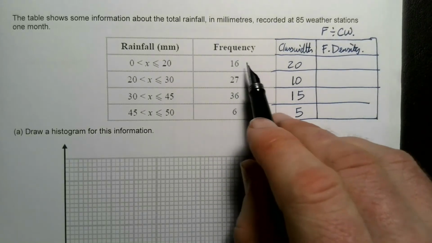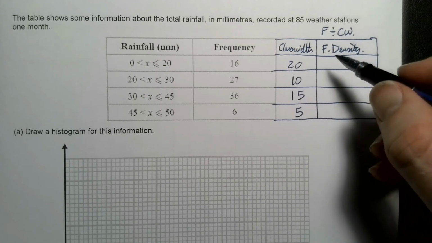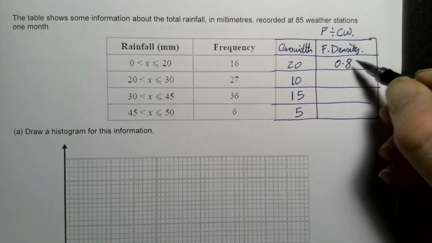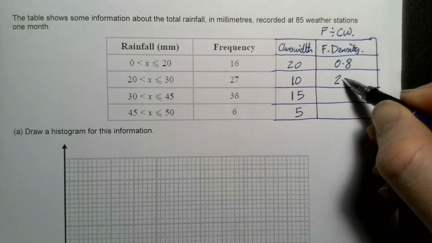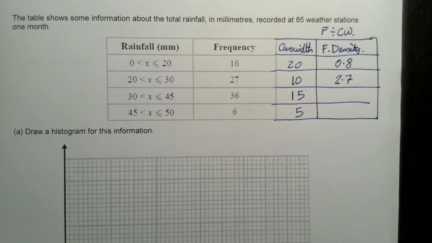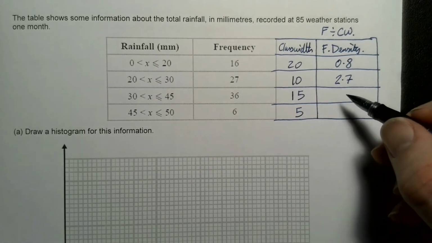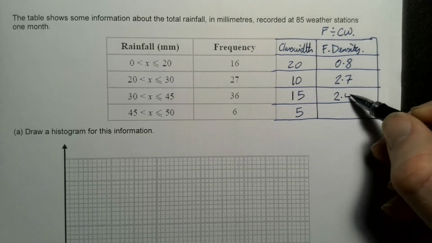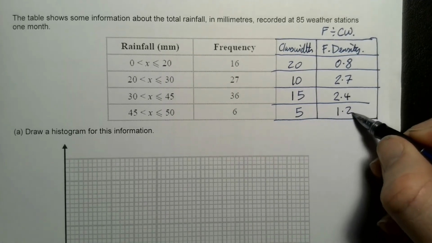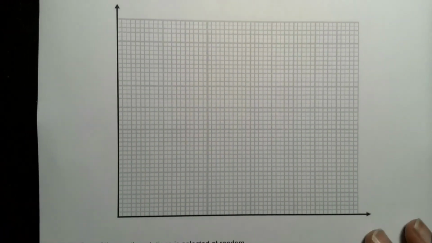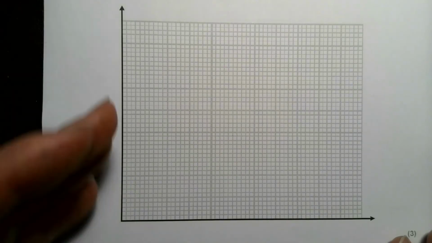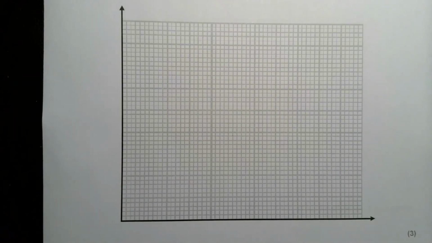So 16 divided by 20 is 0.8. Remember to use your calculator if you need to. 27 divided by 10 is 2.7. 36 divided by 15 is 2.4. And 6 divided by 5 is 1.2. Now this is going to be the height of our bars, and then notice down the side here there's nothing on here, so my biggest frequency density is going to be 2.7.